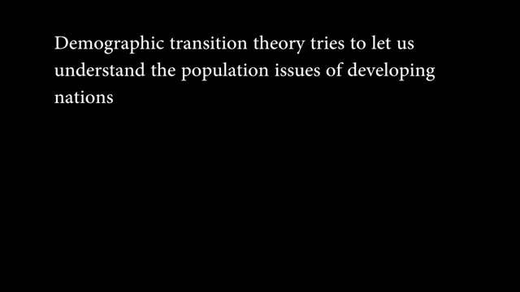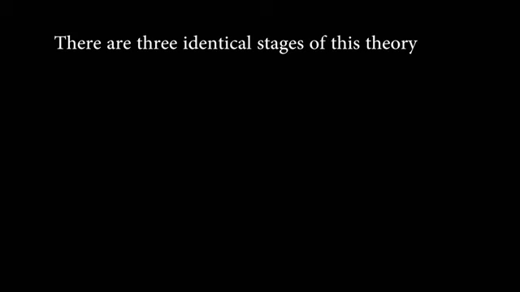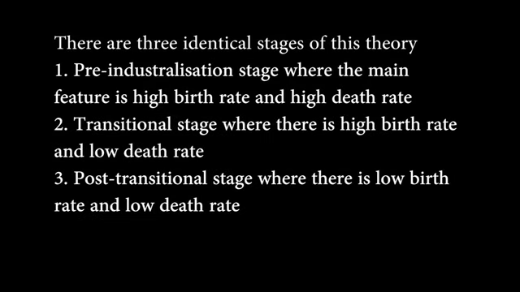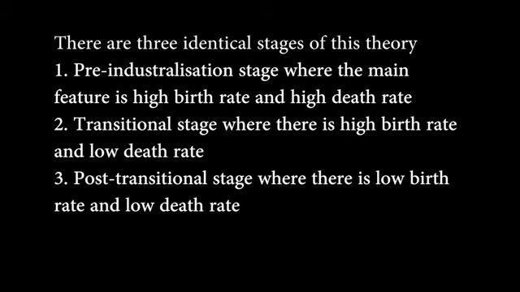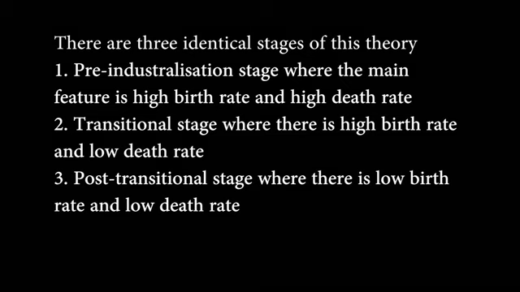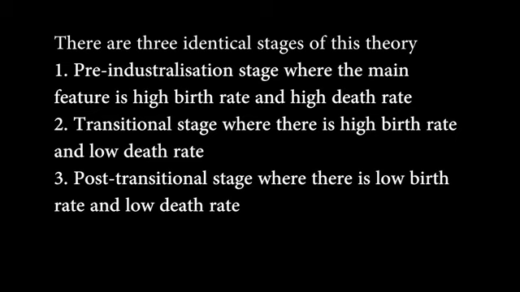Demographic transition theory tries to let us understand the historical explanation of population issues of developing nations. There are 3 identifiable stages of this theory. 1, pre-industrialization stage, where the main feature is high birth rate and high death rate. That is, population is either static, or increasing or decreasing at a lower rate.